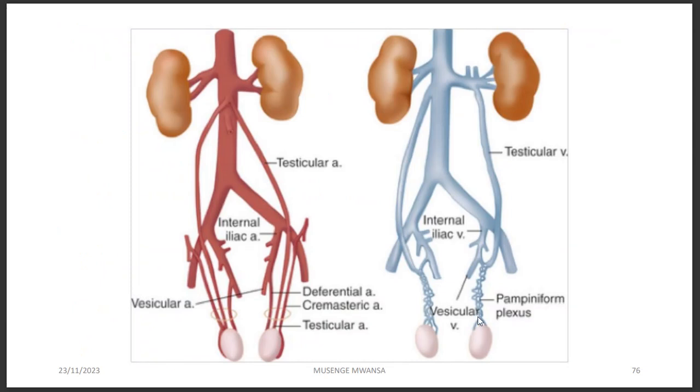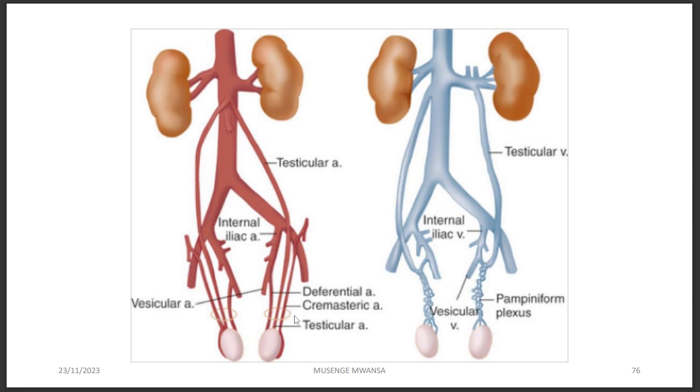If you see the testicular vein, let me start with the artery. Testicular artery, the left testicular artery and the right testicular artery, both of them come from the abdominal aorta, right? That is what we are saying.